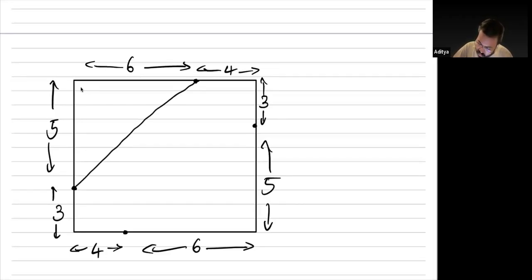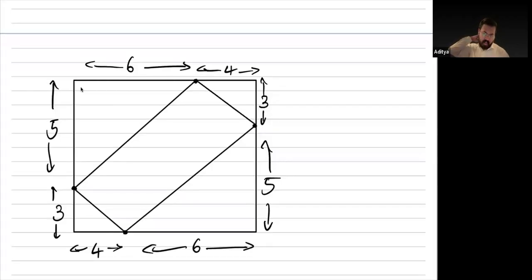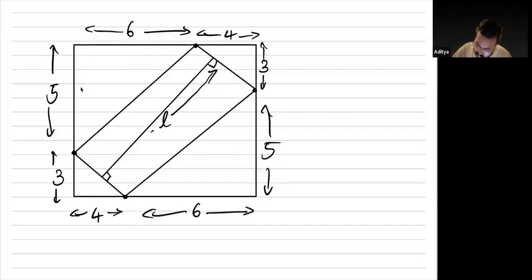And we join these points on the sides of the rectangle to get a shape inside the region over here. Then what we do is we drop a perpendicular from this line segment to this line segment. Find this length L. Okay, find L.